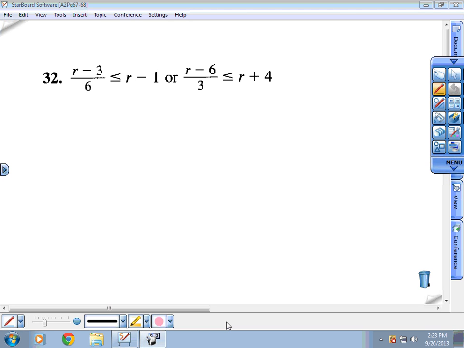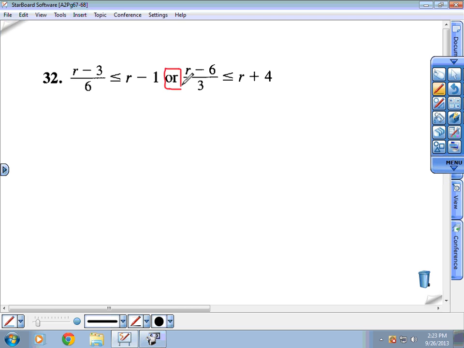Okay, now we have a disjunction. We have a disjunction because we have the word or. That means one or the other can make this true, and they don't have to both be true. So we still have to separate them. So we're going to just leave them the way they are.